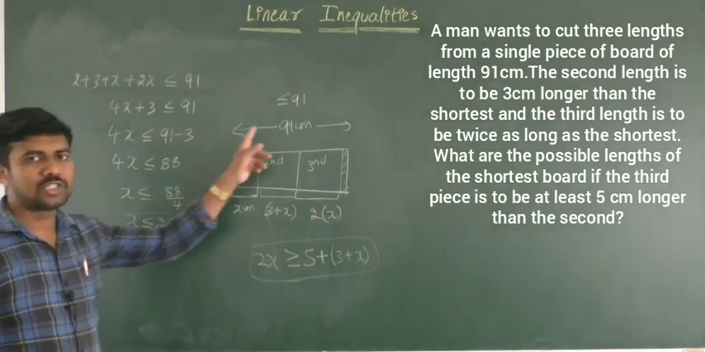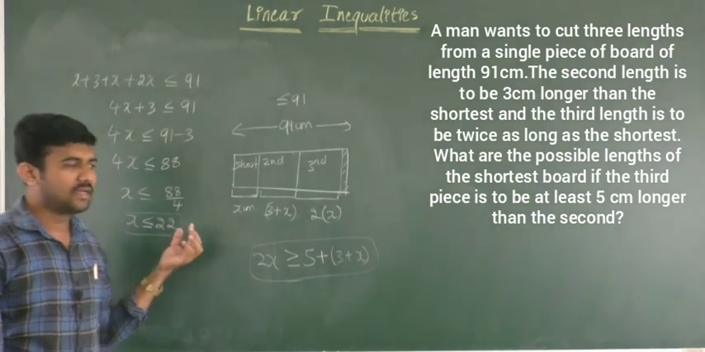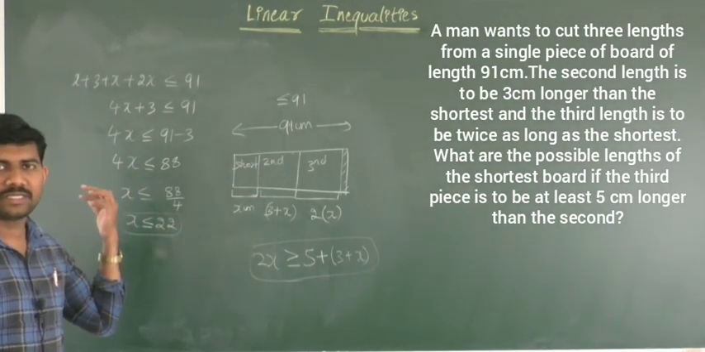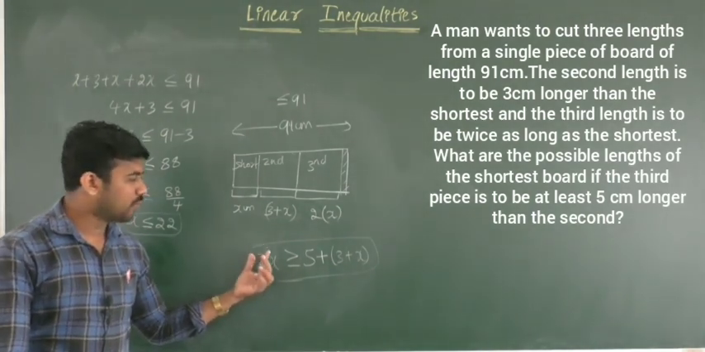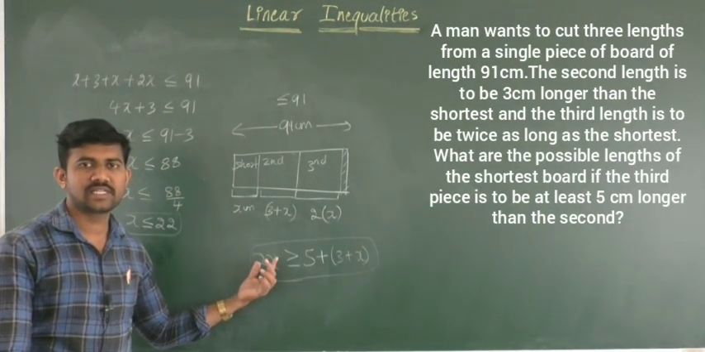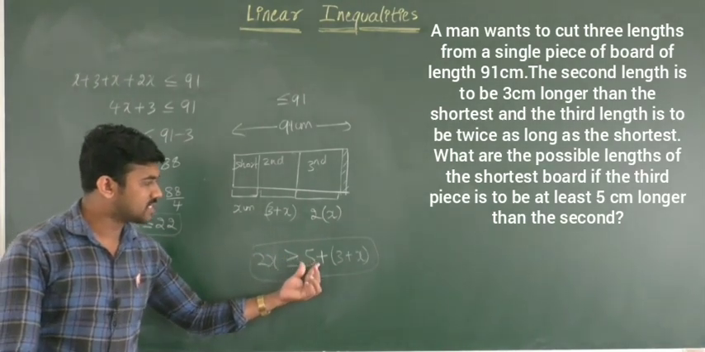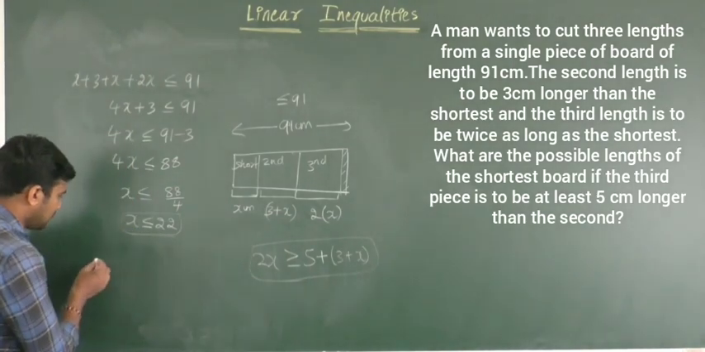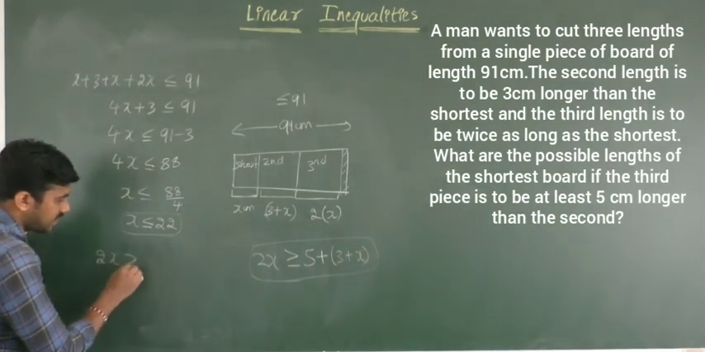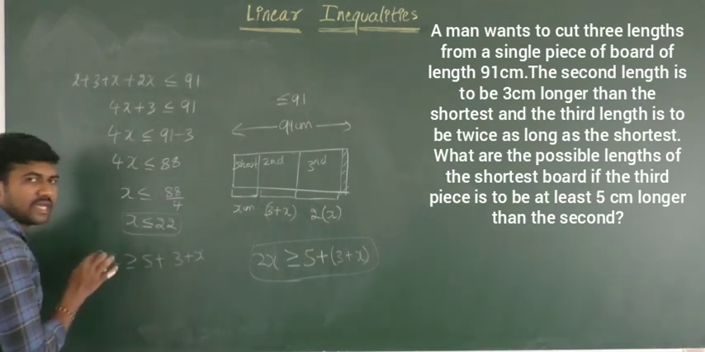And the utmost value of x is what? 22 centimeter. It cannot go beyond the maximum. Okay, it may be less than 22 centimeter. Okay, now use the second condition. What are the possible values of the shortest side if the third side is at least 5 centimeter longer than the second? Means if they give 2x greater than or equal to 5 plus 3 plus x, this is the condition, then what is the value of x we will get?